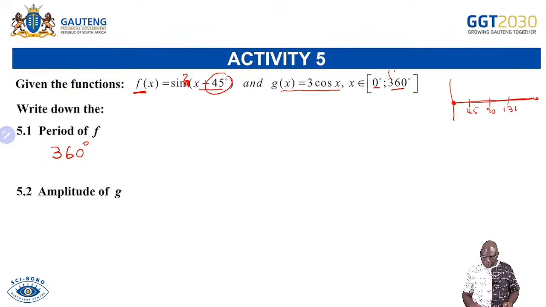Even if this one was 180 degrees, the full graph will finish at 360. Okay, the full circle of the graph. So if that amplitude is 1 here, what is the amplitude? It is that number that is there. So in this case, the amplitude is 1 for that graph.